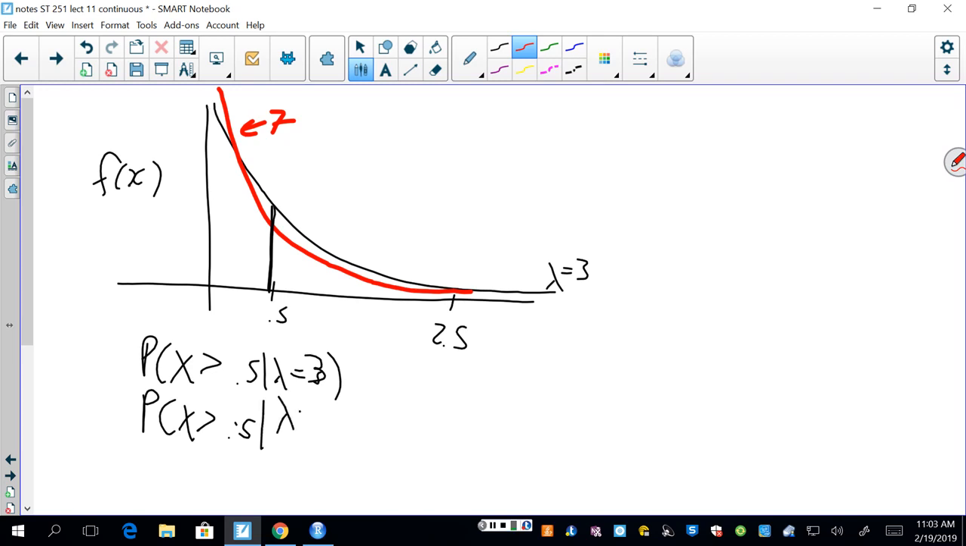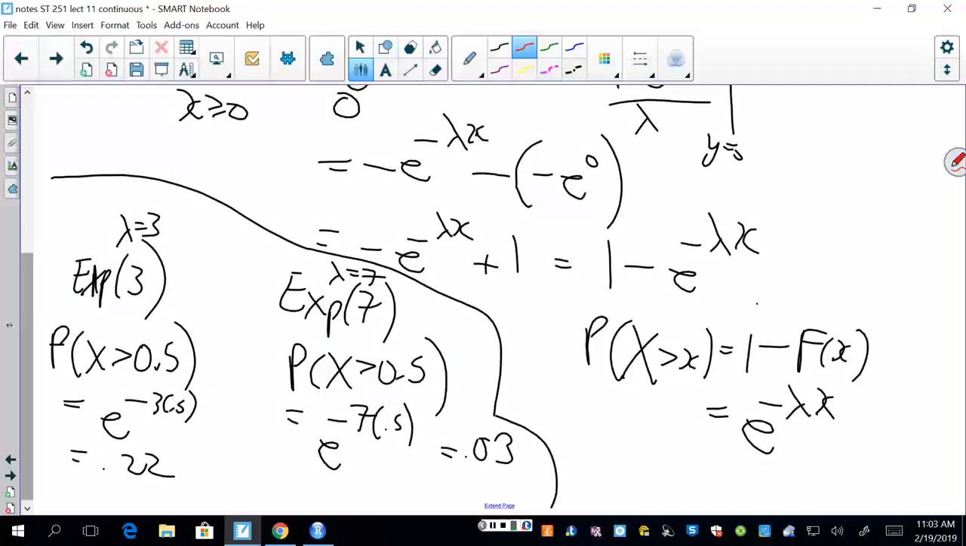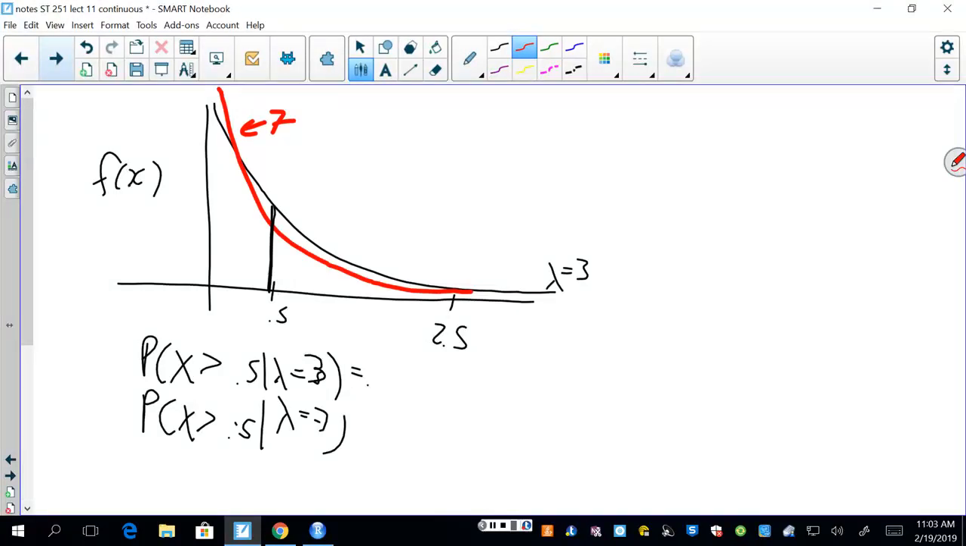Given that lambda was 7 with different values. This one, as we got before, was 22%. When it's 7, it's only 3%. So about 22% of the time, you're waiting more than half a year. Whereas this one, if you can do something to alter the situation, it's different. Right? So it changes the densities. It changes where the likely values are, how that parameter goes.